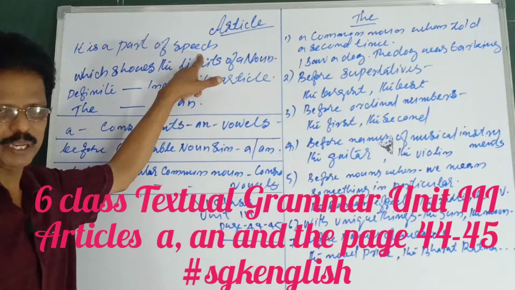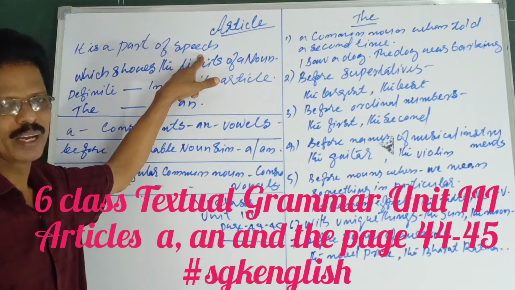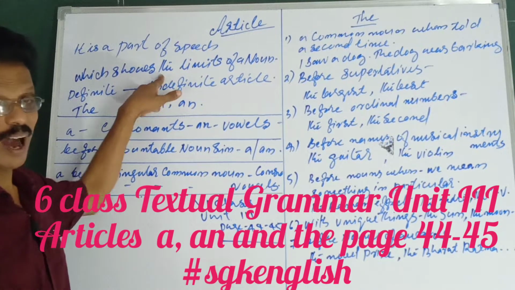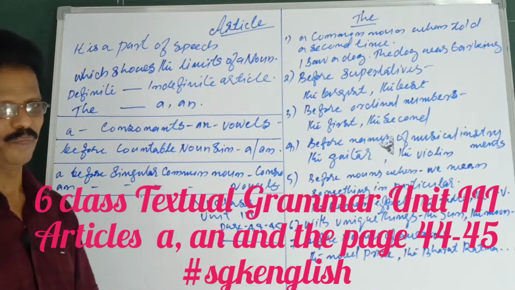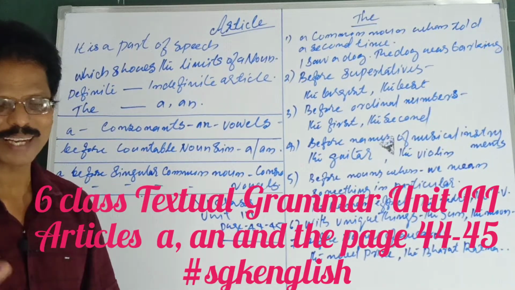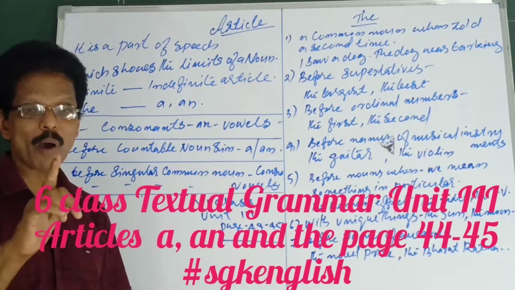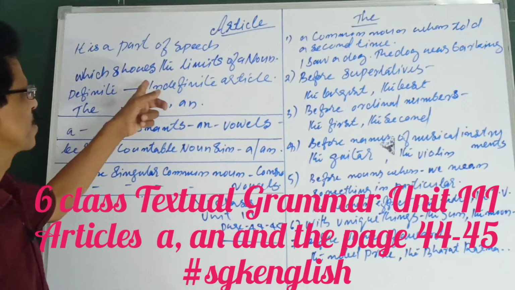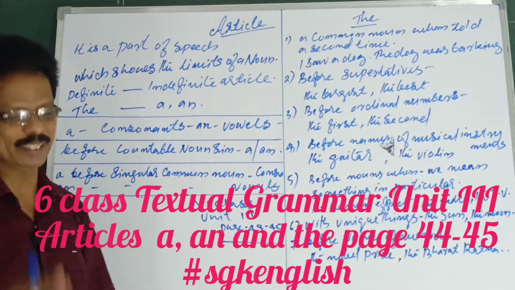See, parts of speech, noun up to interjection. It is also a part of speech. Article shows the limit of a noun, whether it is special, general, particular, etc. So, what is an article? It is a part of speech which shows the limits of a noun. That is what an article is.